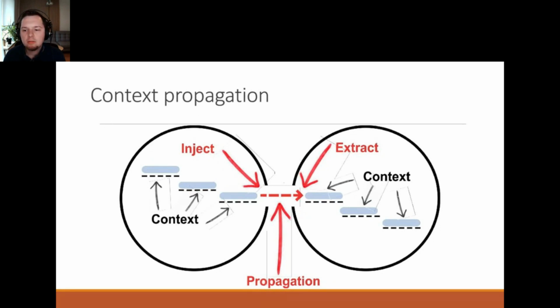There are different protocols that you can use for the context propagation. So different headers basically that you can use. For example, the W3C trace header, or the Zipkin B3 header, and so on.